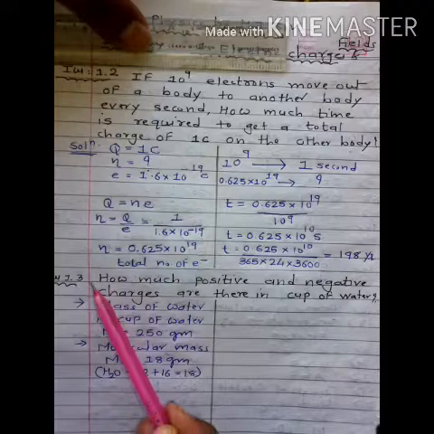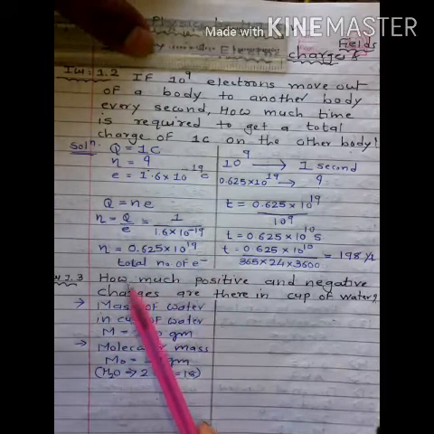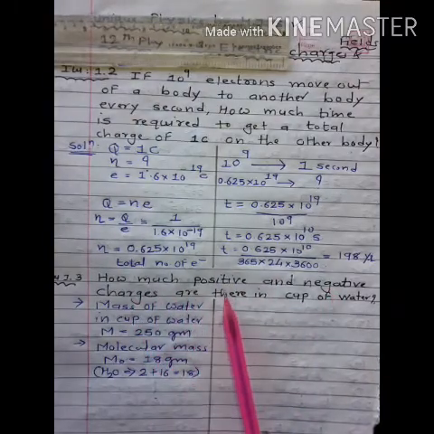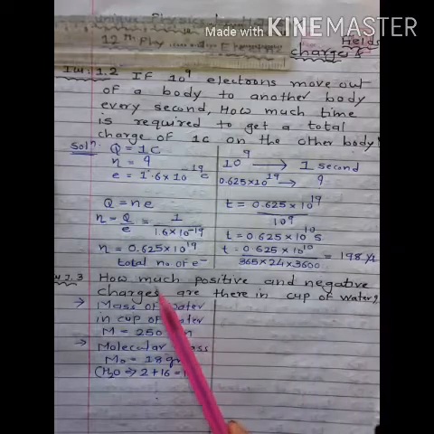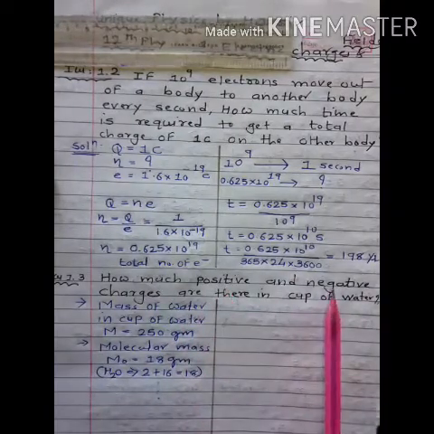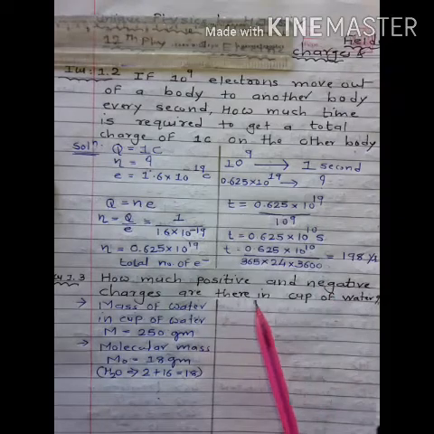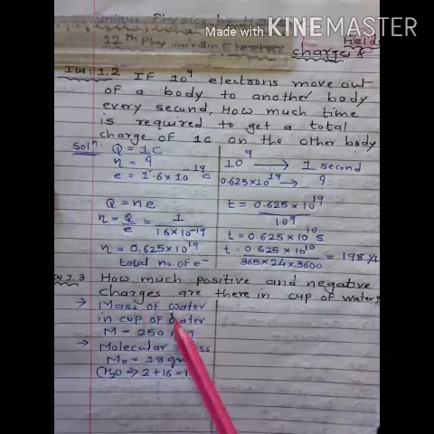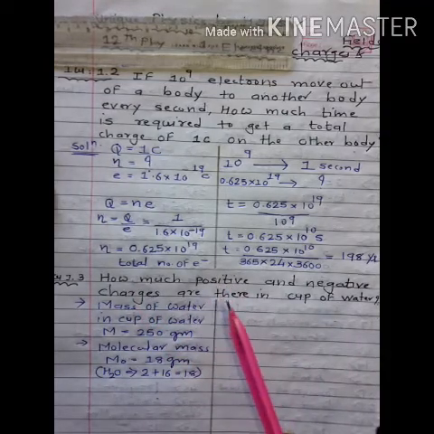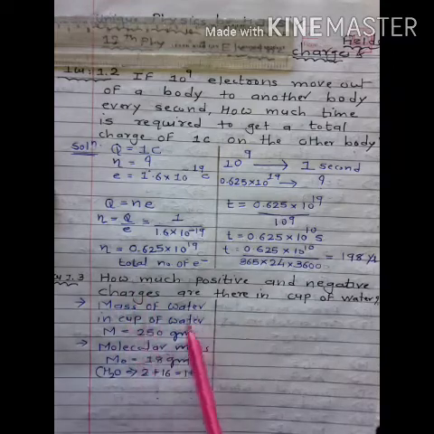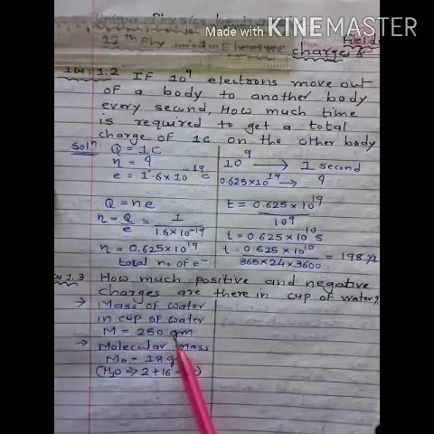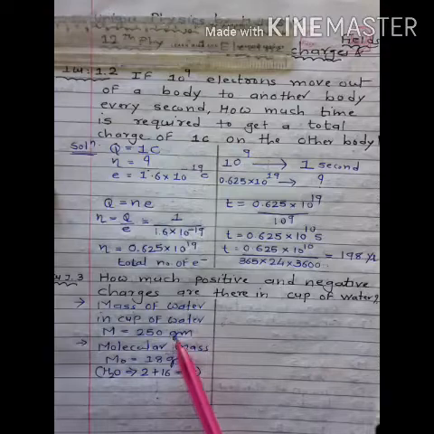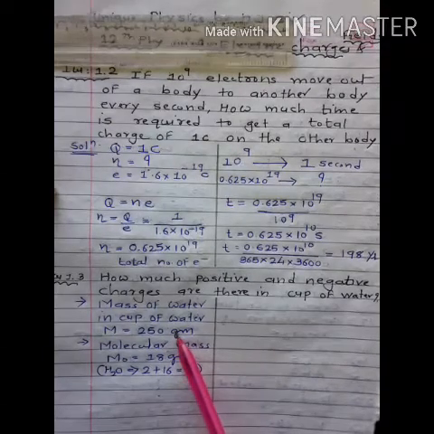Next illustration, illustration number 1.3. Our question is, how much positive and negative charge is there in a cup of water? So here we want the positive and negative charge in a cup of water. So first of all, we assume the mass of water in the cup. Suppose it is 250 gram. This is our assumption. Remember this value, it is not given in your question, but this is our assumption.